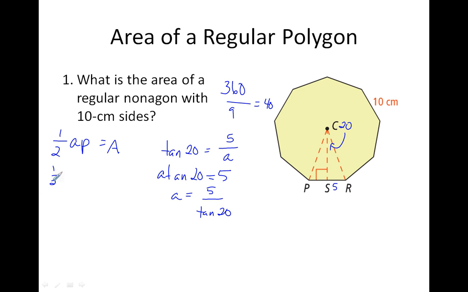So I have 1/2 times my a, which is 5 divided by the tangent of 20, times the perimeter, which is 9 sides, times 10 centimeters per side. I then put all of this in my calculator, and I'm going to round it to the nearest hundredth. And for my answer, I get 618.18 centimeters squared.